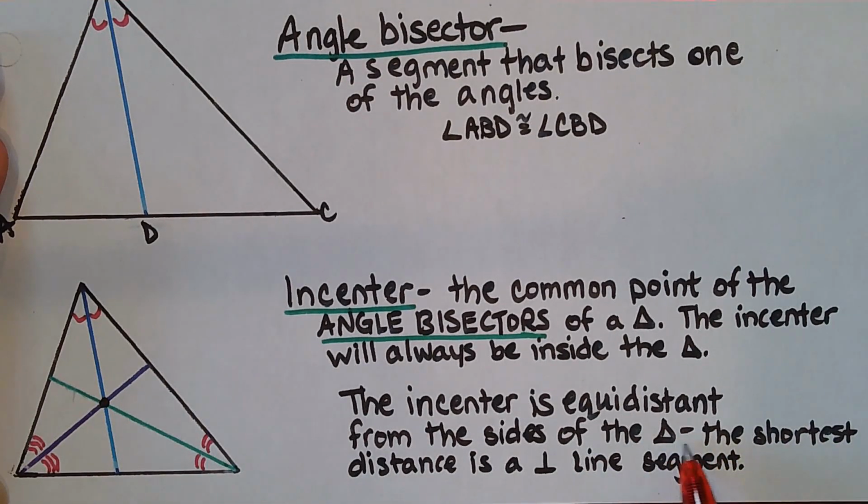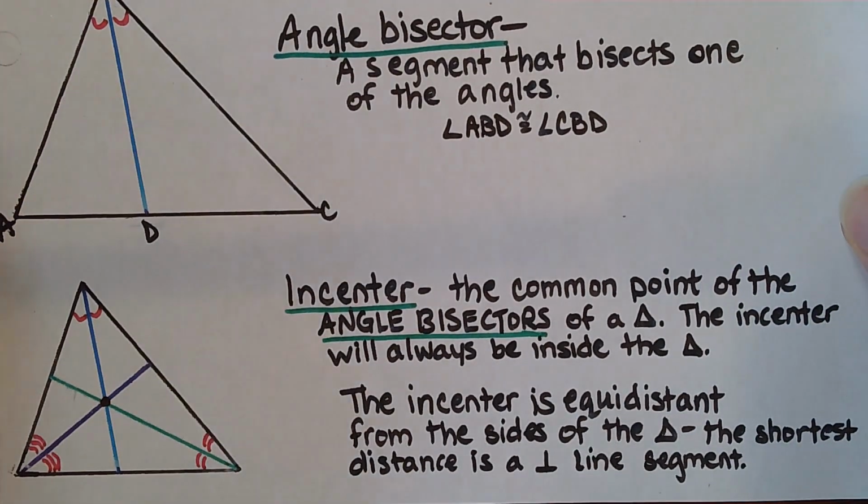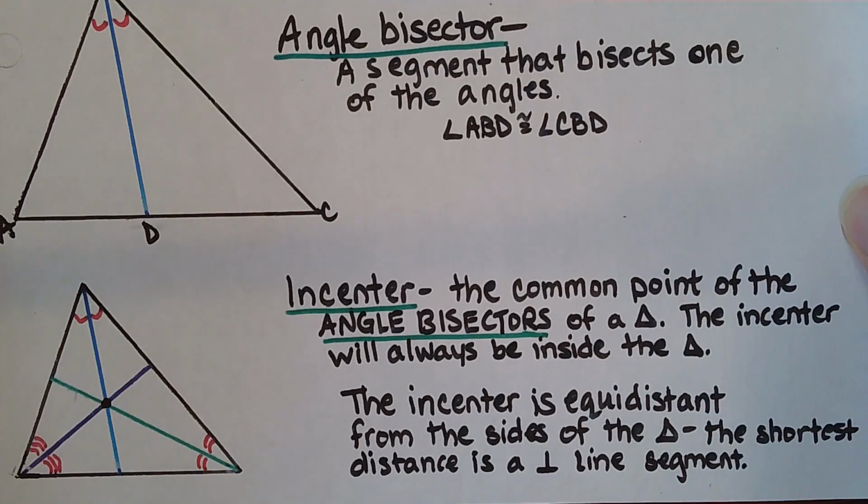The shortest distance is a perpendicular line segment. That's what will be the same. So a line segment from the incenter that is perpendicular to each of the sides of the triangle, that's the distance that will be the same. I'm going to come back in a minute and show you what that looks like, but I want us to fill this in on our chart first, and then I'll give you a little bit more specific drawing and show you what I mean by that.